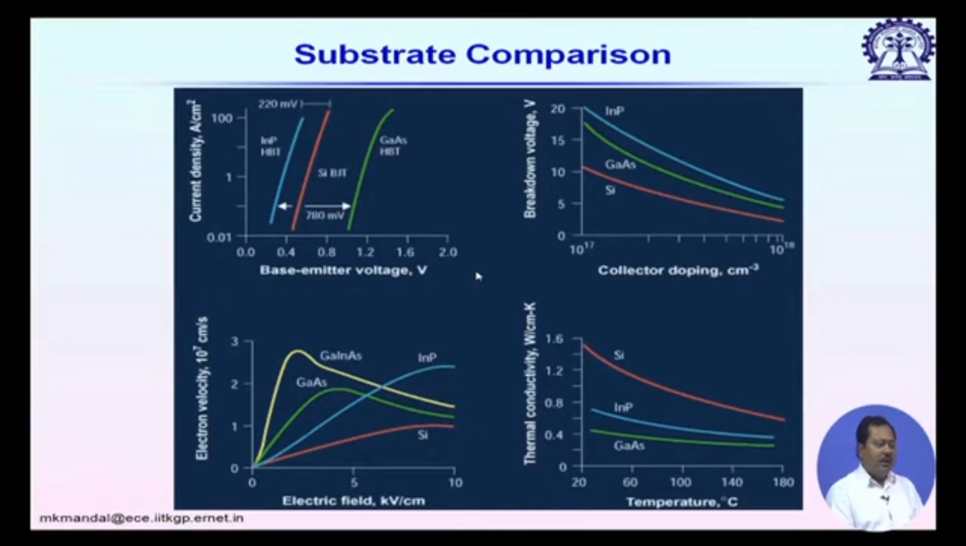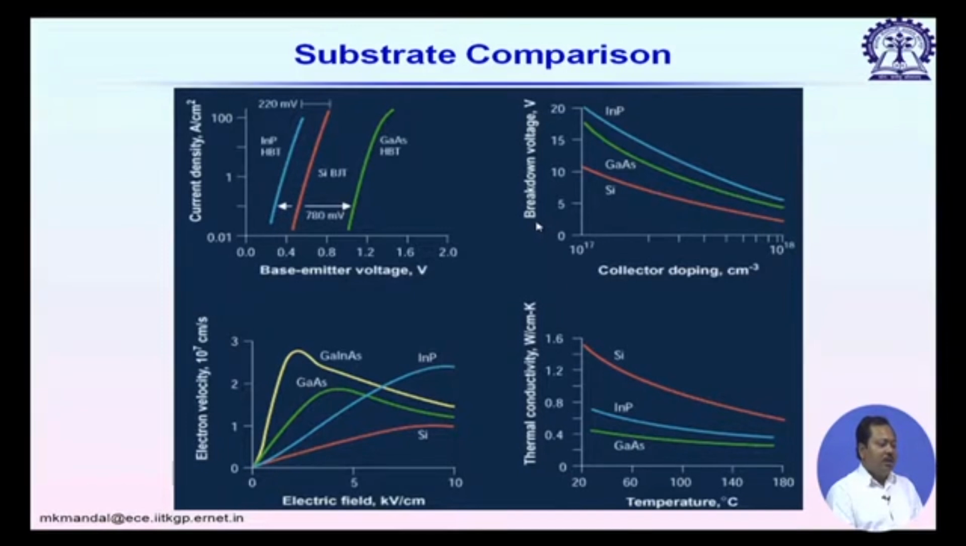Now, substrate comparison for different types of active devices. You see current density is a function of base emitter voltage. Here we are showing different types of HBT based on indium phosphide, silicon and gallium arsenide. Current density rapidly increases with increasing base emitter voltage, and for gallium arsenide based HBT you see we need more base emitter voltage compared to, let us say, silicon device.